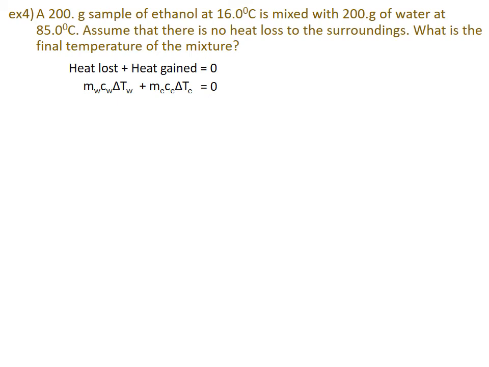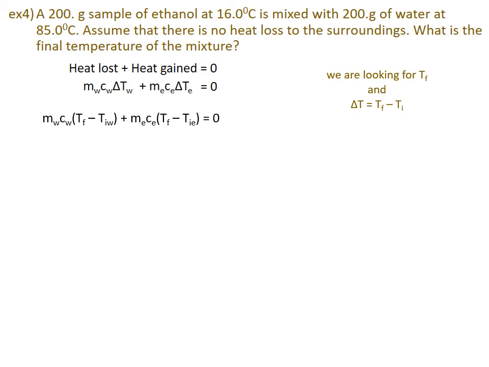So I'm looking for Tf, but where is Tf? Because I don't see it anywhere. But I do know that change is always final subtract initial. So I'm going to have to substitute in Tf subtract Ti for each ΔT. Now note when I do that, Tf is Tf because the final temperature is the same for everything. But the initial temperatures were different, and that's why I have Tiw, which is the initial temperature of water, and I have Tie, which is the initial temperature of the ethanol.